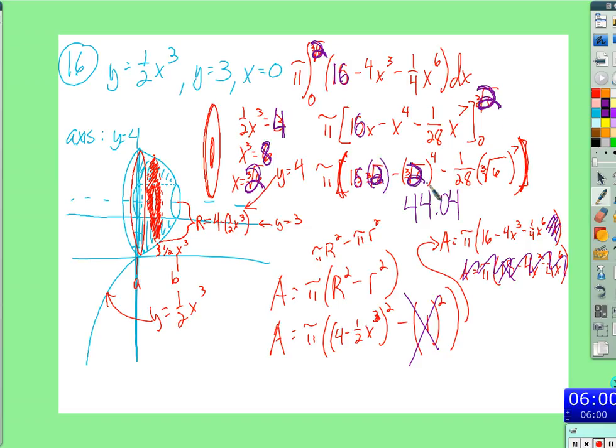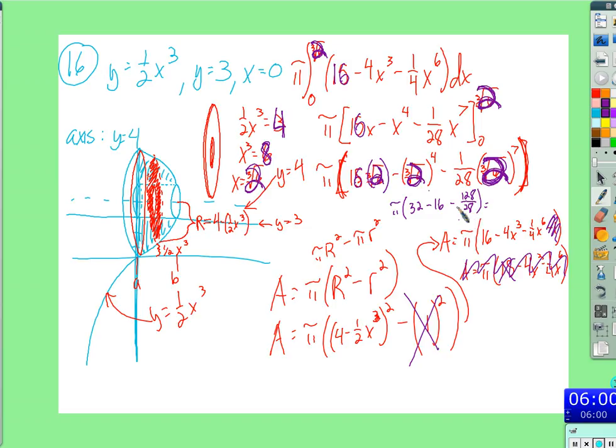Two to the fourth. Two to the seventh. 128. Nice. Okay, pi times 16 times 2 is 32, minus 16 minus, what is this? So that's 128 over 28. Should we simplify? These are both divisible by 4 at least. So 128 divided by 4, that's 32 over 7.